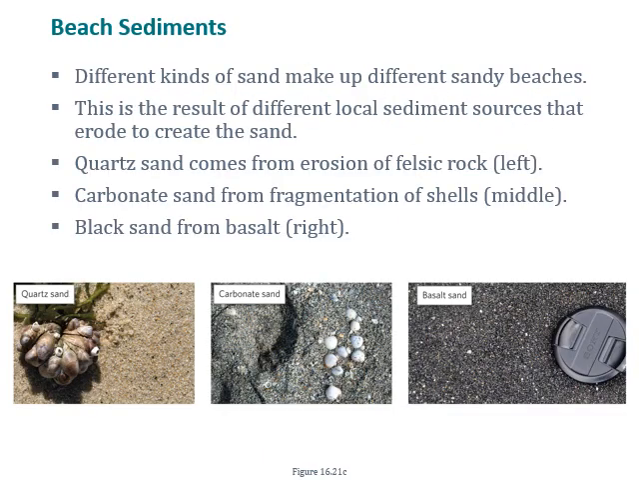Beach sediments are made up of different types of sediment because there are different sources for those local sediments that erode and create the sand. So quartz sand often comes from the erosion of felsic rock, carbonate sand from the fragmentation of shells, and black sand from basalt from volcanoes.